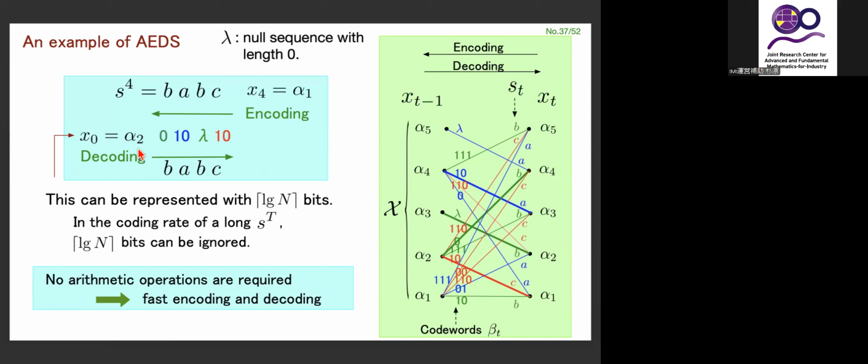In decoding, we start from alpha 2, and 0 is decoded to B, and we move to alpha 4. And 1, 0 is decoded to A, and we move to alpha 3. In the case of alpha 3, it has only one line, so B is decoded without a code word. And we move to alpha 2. Finally, 1, 0 is decoded to C.